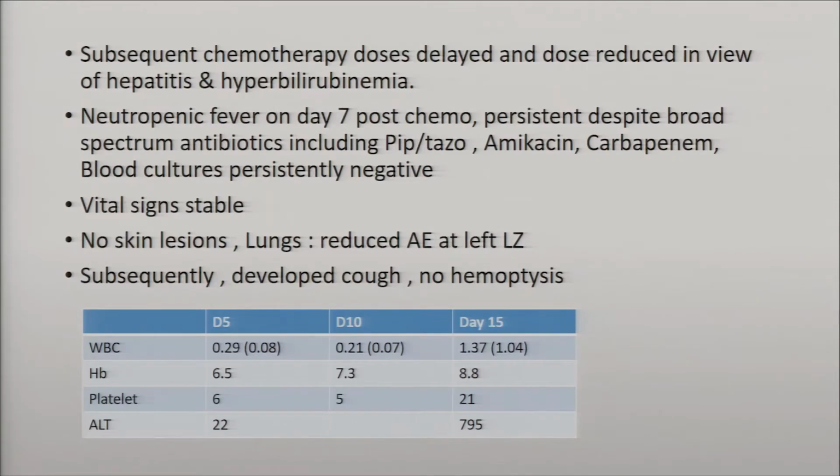So vital signs remained stable. There were no skin lesions. On auscultation of the lungs, there was slightly reduced air entry at the left lower zone. Subsequently, he complained of a little bit of cough. We know that is not a good sign when you start coughing. But there was no hemoptysis.